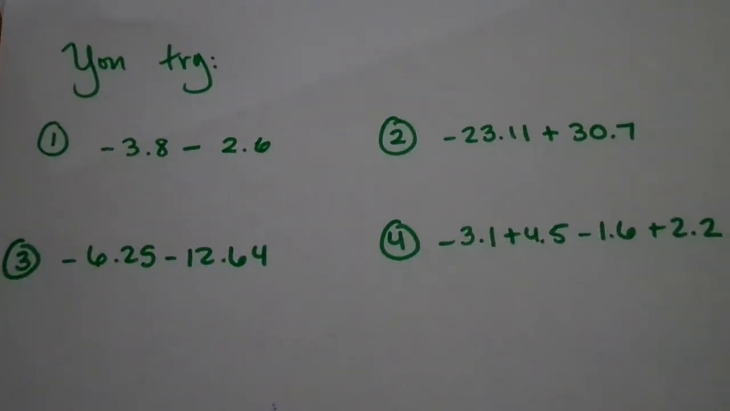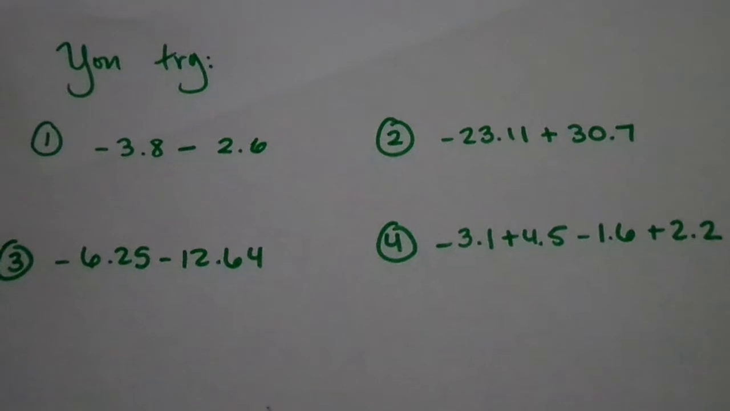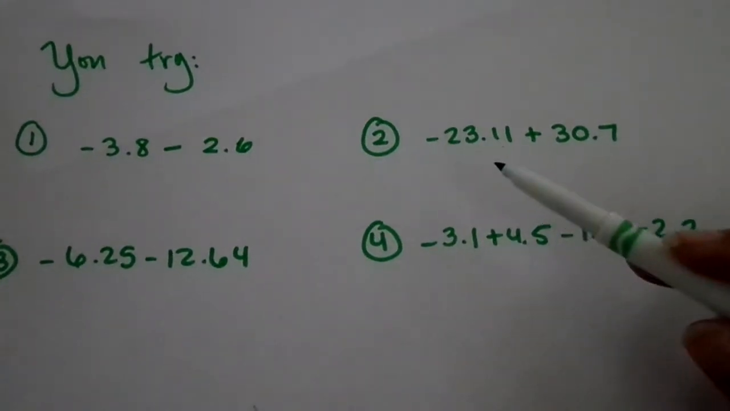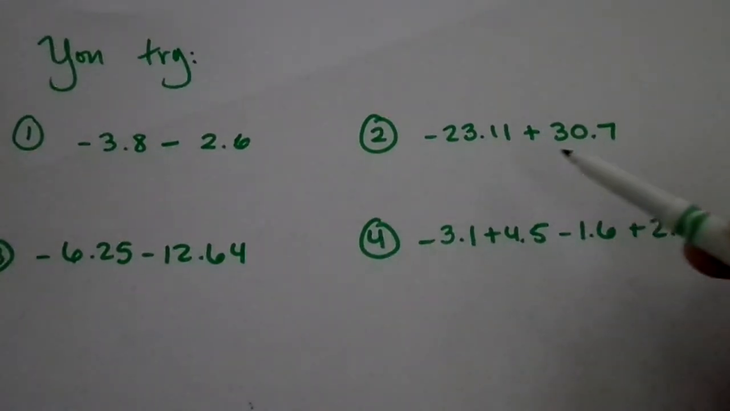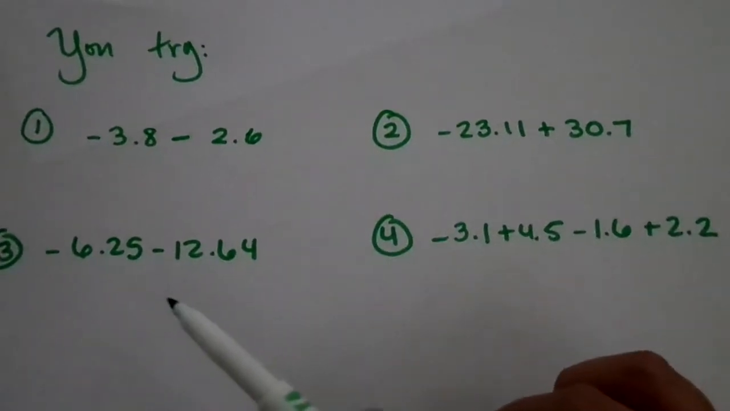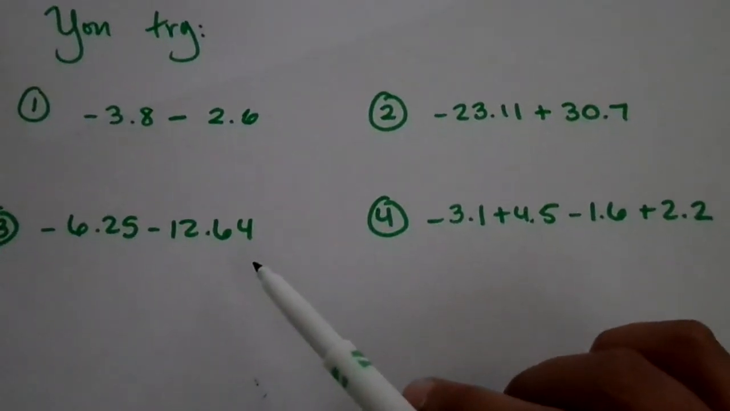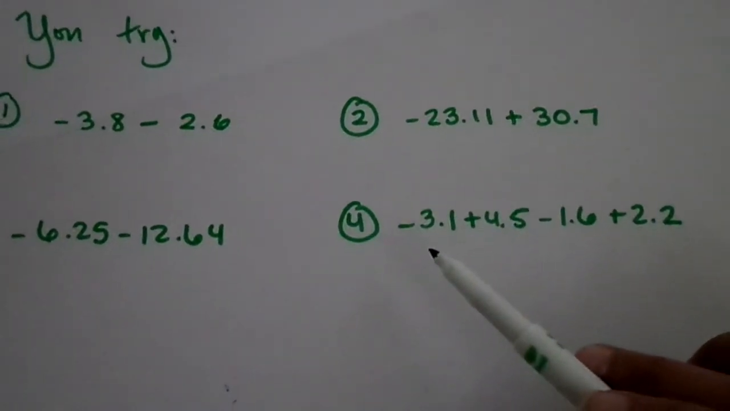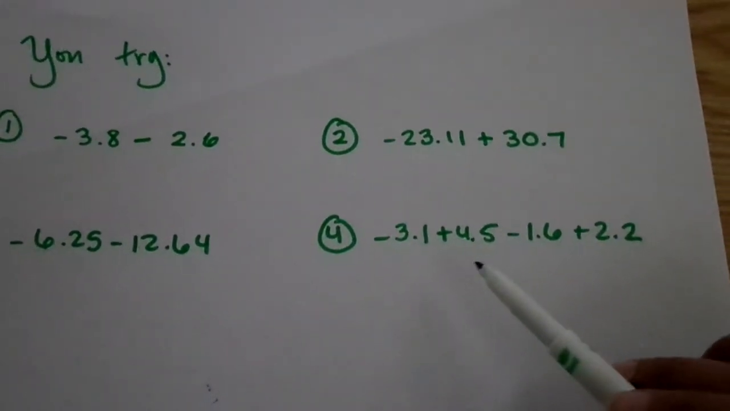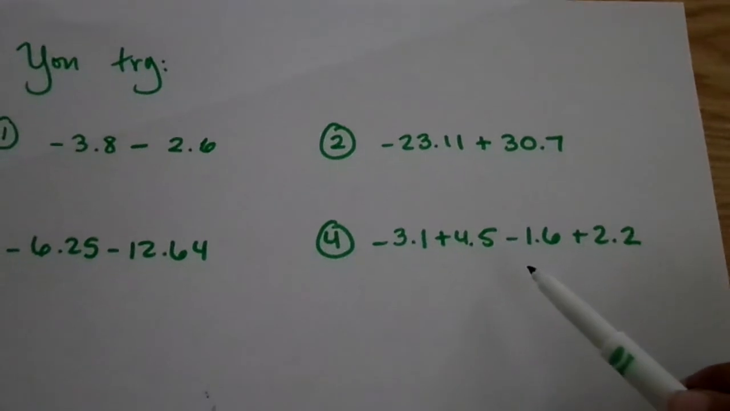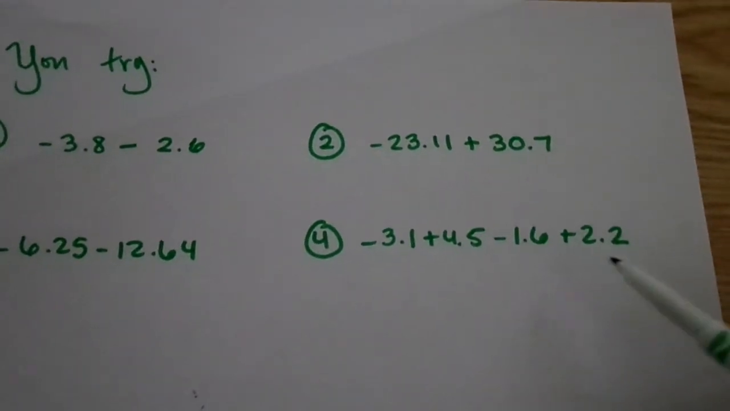Number 1, negative 3 and 8 tenths, subtract 2 and 6 tenths. Number 2, negative 23 and 11 hundredths plus 30 and 7 tenths. Number 3, negative 6 and 25 hundredths, subtract 12 and 64 hundredths. Number 4, negative 3 and 1 tenth plus 4 and 5 tenths. Subtract 6 and 1 tenth plus 2 and 2 tenths.